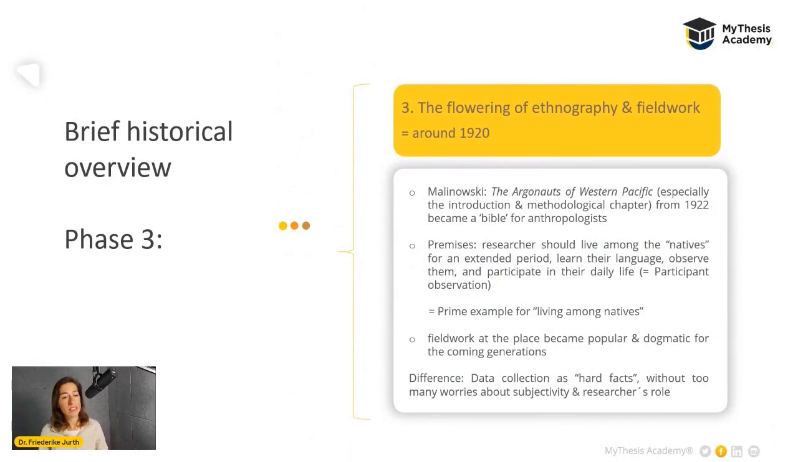Then we have the phase of flowering of ethnography and ethnographical fieldwork, which started around 1920. This was basically started by Malinowski's Bible for the anthropologists, The Argonauts of the Western Pacific, which is still very popular today and which he wrote in 1922. Here the anthropologists especially focus on the introduction and on the methodological chapters. We will also read a part from that to give you an idea.